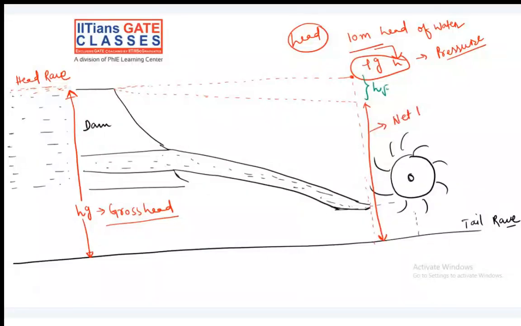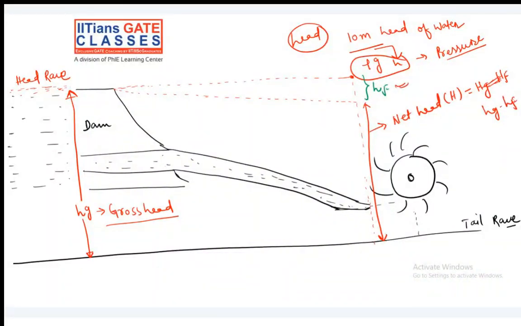Net head is denoted by capital H. Then I can clearly say that this is nothing but Hg minus Hf. Any doubt? Hg minus Hf. Simple. We can write it with small case letters only, so there's no confusion about where to write small and capital. Okay, so net head is clear, gross head is clear, and this loss is also clear.